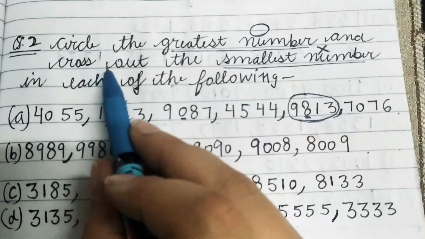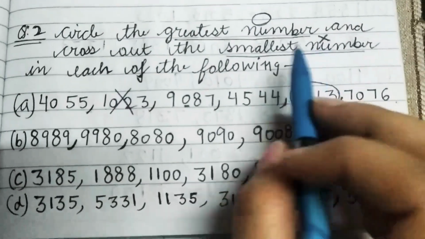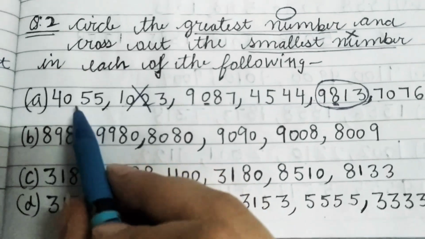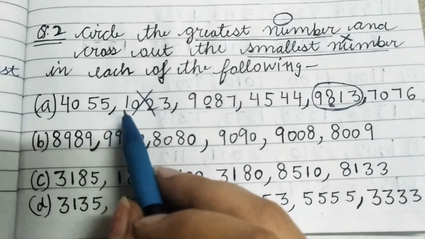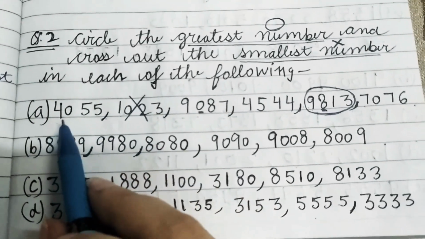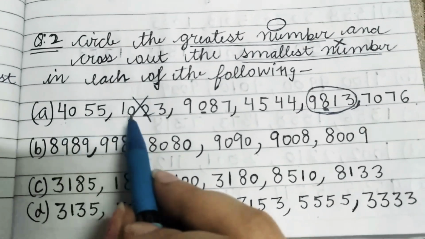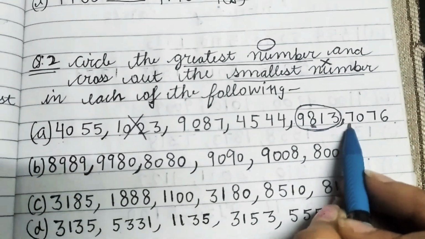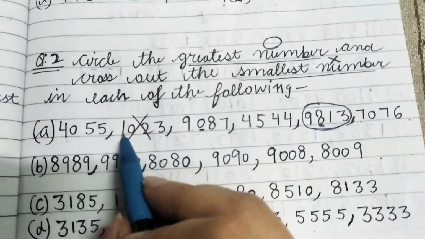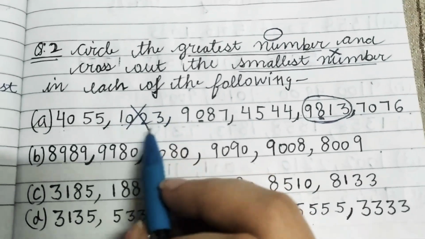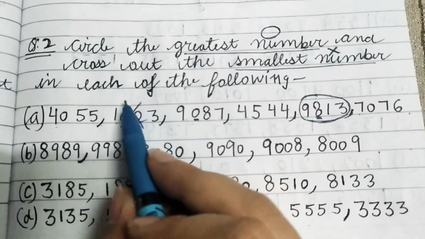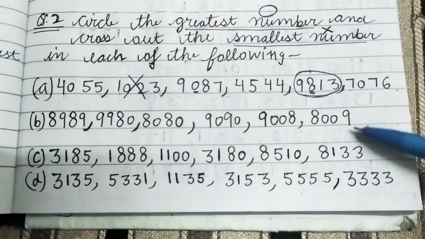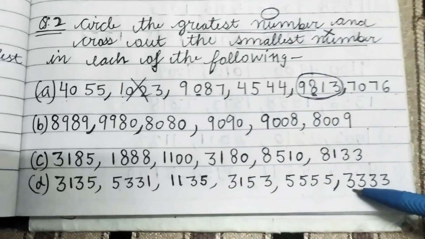Now you have to cross out the smallest number also. So locate which is the smallest number. Again you will go rule wise. First of all you will check for the first digit starting from extreme left. Here there is 4. Here there is 1, 9, 4, 9, 7. That means the smallest out of these is 1. So that means the smallest number is 1023. So you will cross out the smallest number. So you will try B, C and D parts on your own.